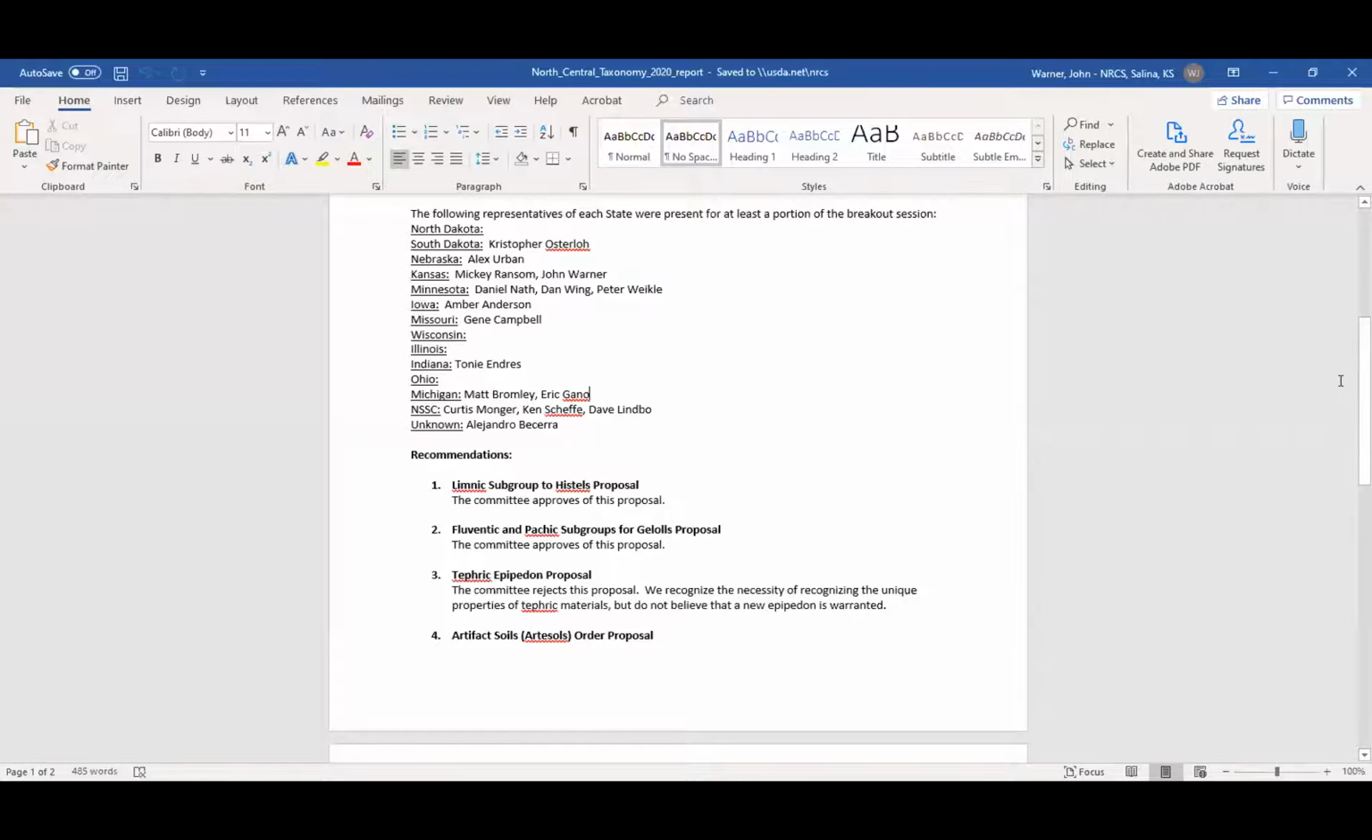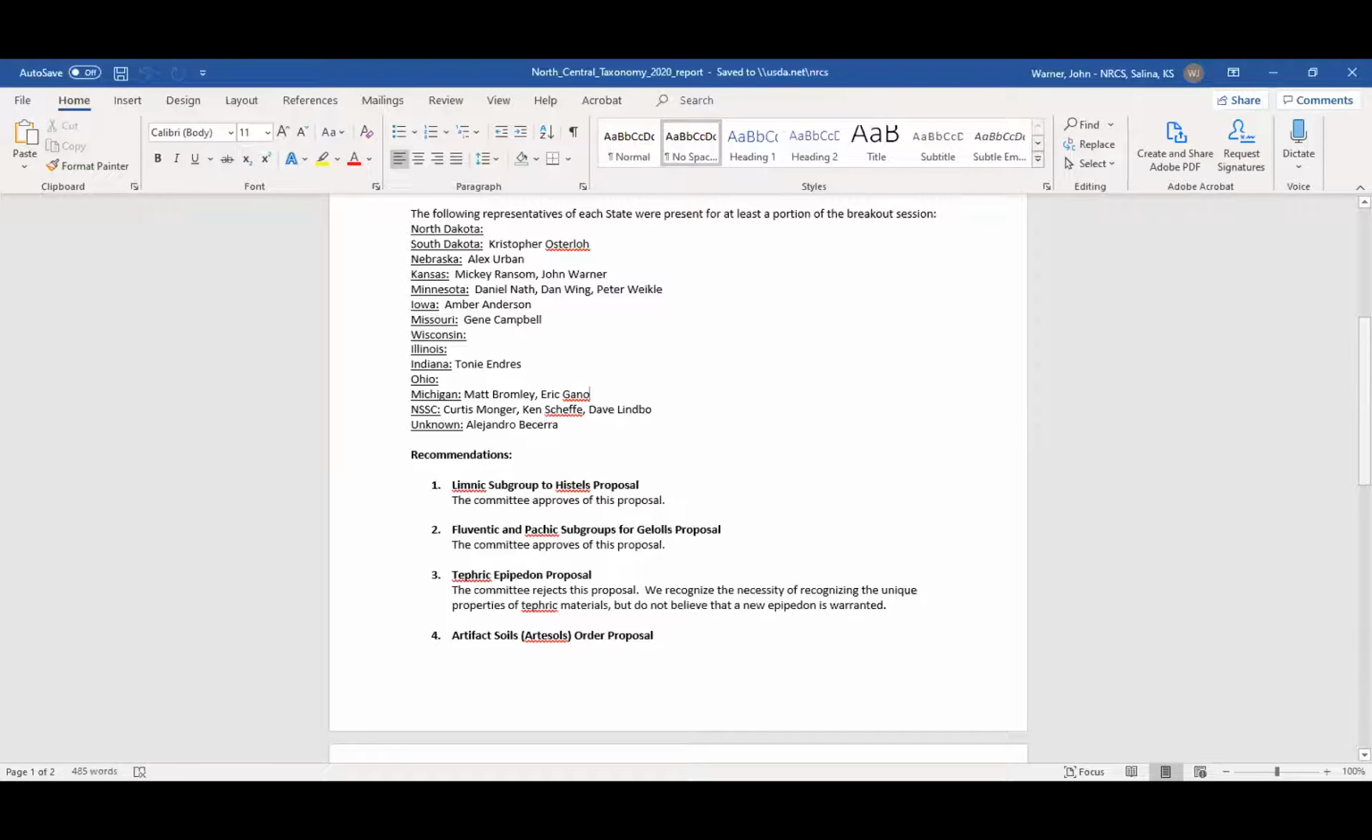One of the charges that we were told was: make a decision. Yes, no, or this thing needs work, get it out of here. So that's what we did. The limnic subgroup to the Histels proposal was a very well thought out proposal. It looked really good. It will affect maybe small portions of our region, but we think it should move forward. The fluvenic and pachic subgroups for Gelisols proposal, again, was done very well, thought out, and we think this needs to move on to the National Committee for a yes/no vote.